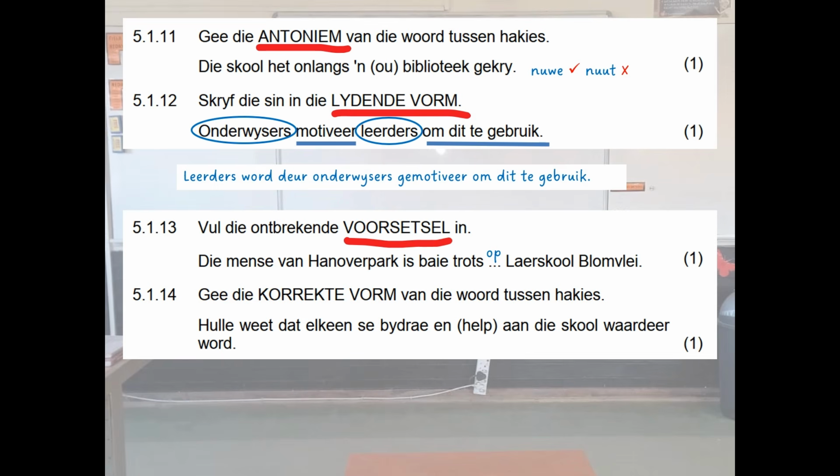Voorsetsel, preposition. Okay, this one is "by trots op Laerskool Blomvlei." Correct form of the verb between brackets. You've got the word "help," and you have to change it to "help now." This one they always ask you, and everybody wants to know what is the difference between "help" and "hulp." And I've got a little slide on my Instagram that you can also look at.